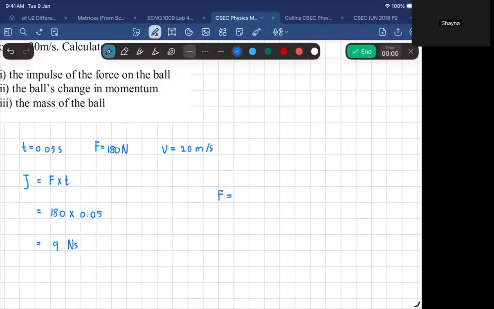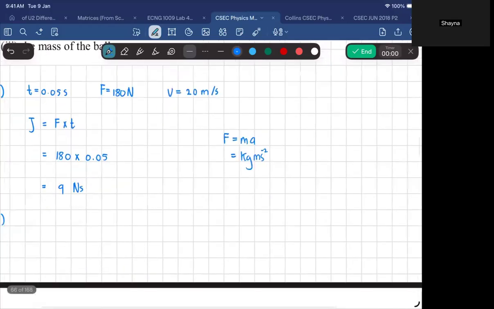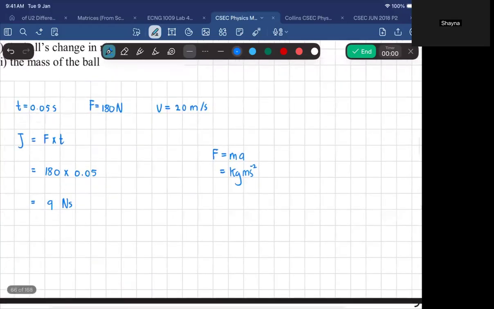Newtons. What's the units of force? Well, we know it's newtons, but what are its SI units? The formula for force is mass times acceleration, right? So what is the unit for mass? Kg. What's the unit for acceleration? Meter per second squared, so ms minus 2. So that's the SI units for force, right? Okay.